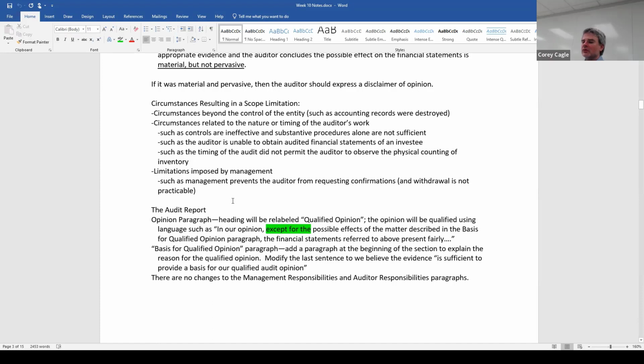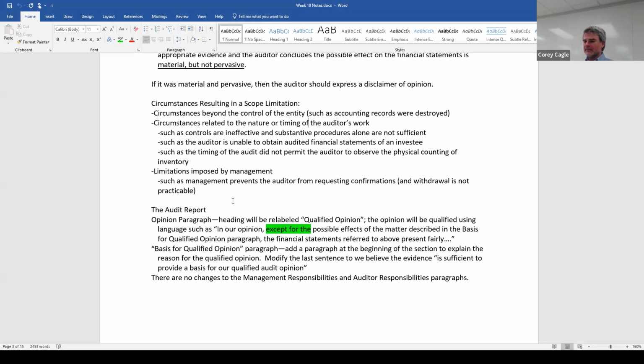So your audit report's going to be a little different. And this is where a lot of test questions come into play. It's just about how the audit report changes. Your heading on the opinion paragraph on an unmodified report just says opinion. On a modified report, on this one, it says qualified opinion. So you want to highlight that with the heading right off. That's the first thing they read after their name: qualified opinion.